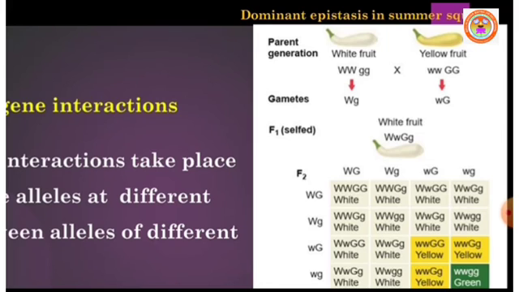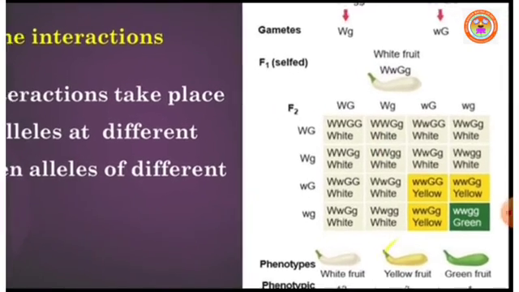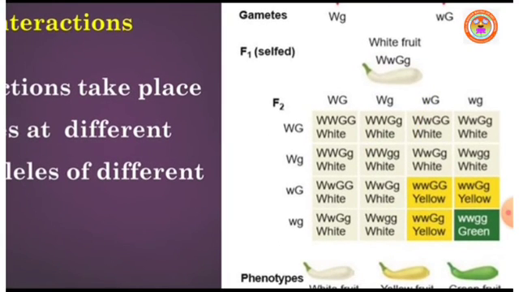Now you see the checkerboard. In this checkerboard, it is very clear that the F2 generation is produced in the phenotypic ratio of 12:3:1, where white color fruits are 12, yellow color fruits are 3, and the double recessive fruit color of the summer squash, green, appears as 1. It is the modified phenotypic ratio of the Mendelian dihybrid ratio 9:3:3:1.